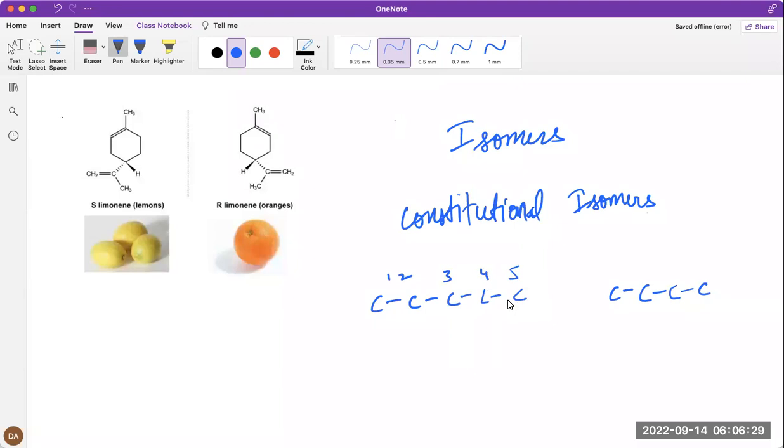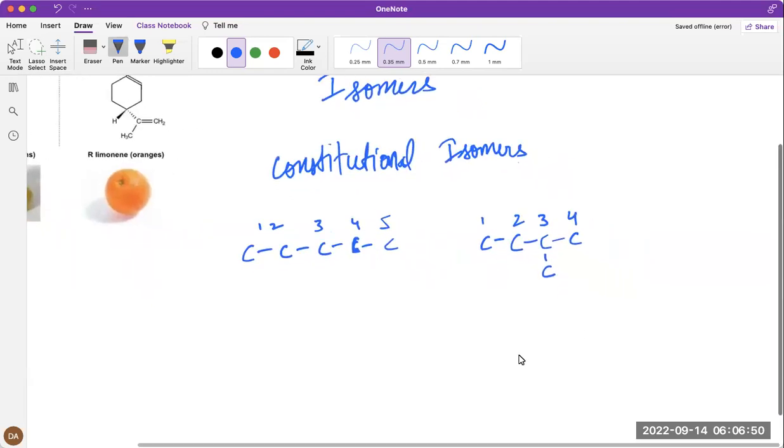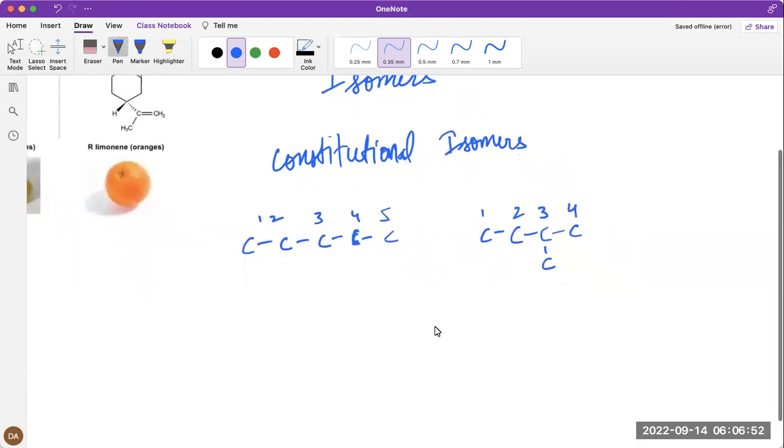What if we take this 5th carbon and put it on the 3rd carbon? We remove it from the 4th carbon and put it on the 3rd carbon. So the 5th carbon is not sitting on the 4th one anymore, it's sitting on the 3rd one. Now you can see how the two molecules we are showing here are two different molecules. They're two different isomers, and to be specific, these are called constitutional isomers.